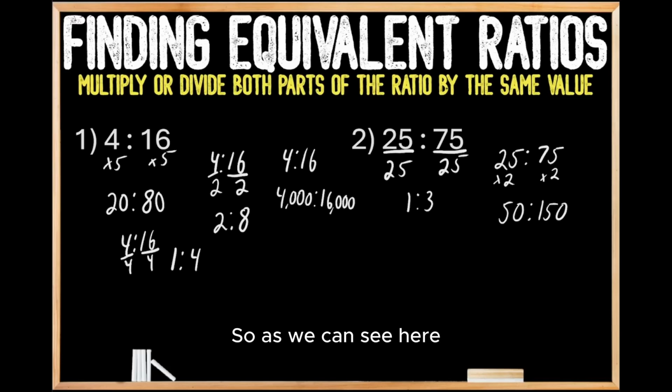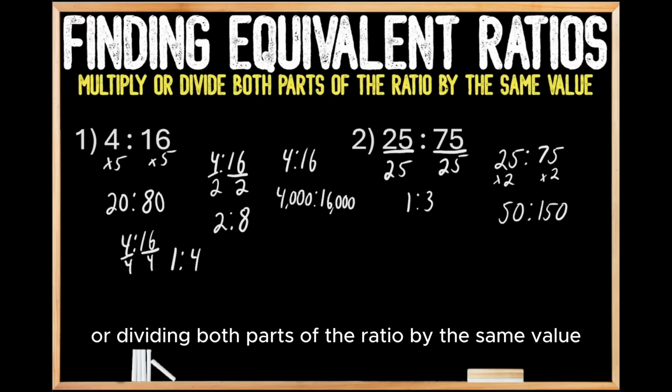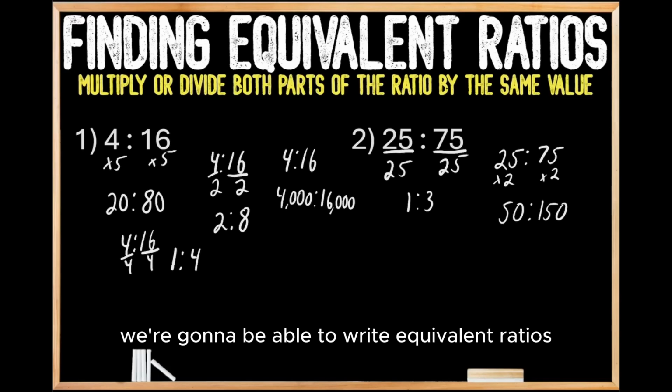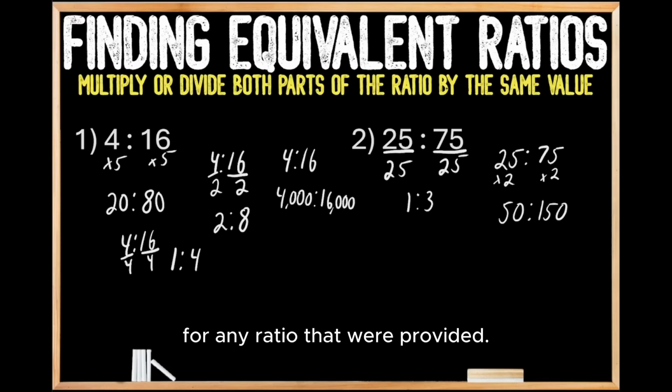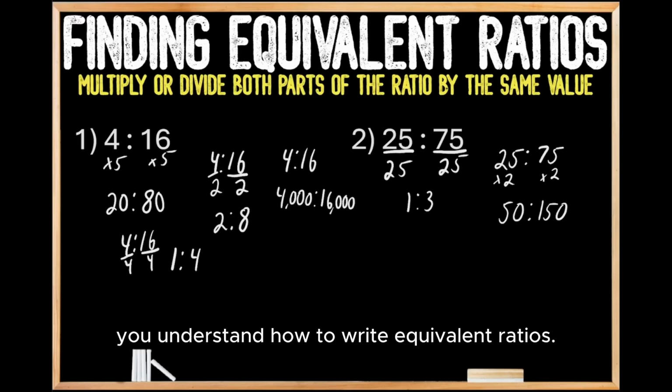So as we can see here, as long as we're multiplying or dividing both parts of the ratio by the same value, we're going to be able to write equivalent ratios for any ratio that we're provided. So hopefully by now you understand how to write equivalent ratios.